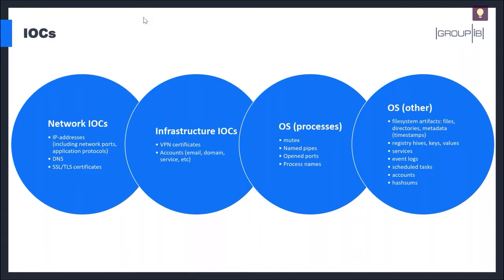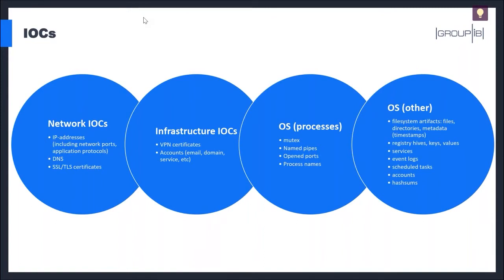For the other operating system indicators or artifacts, there is the file system, which is files, directories, metadata of the files with their timestamps, names, and some other flags, which could also be useful. It could be, for example, something stored in the volume shadow copies or in an alternate data stream. Then we have the registry if we talk about Windows. The registry has hives, keys, and values, which can also be useful for us.